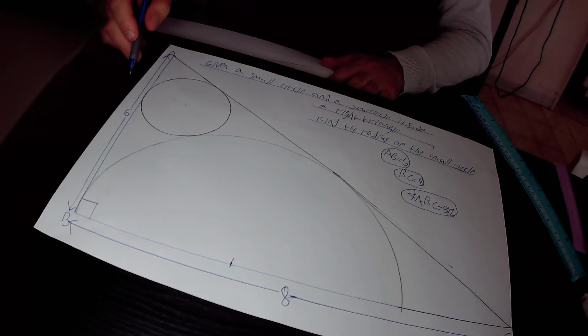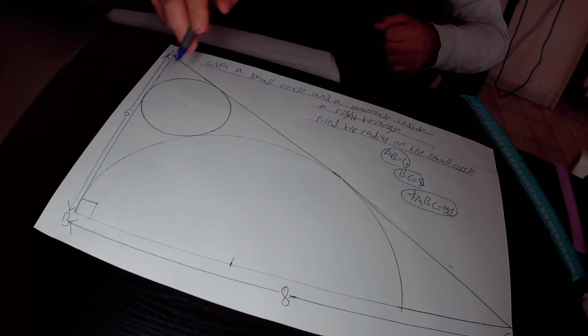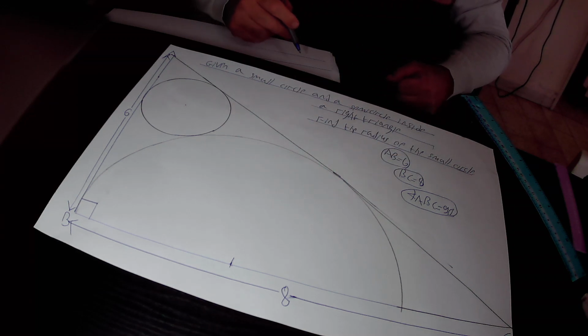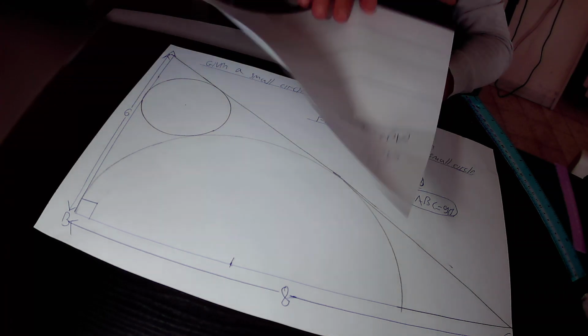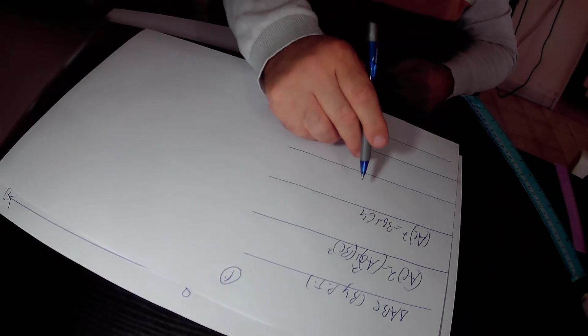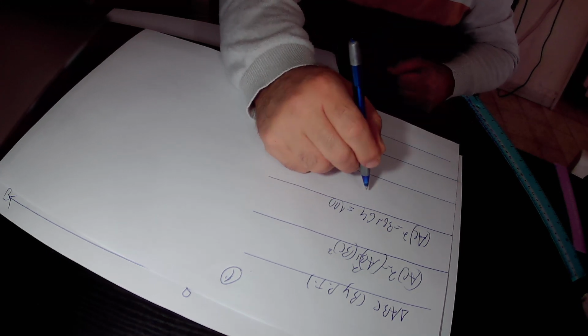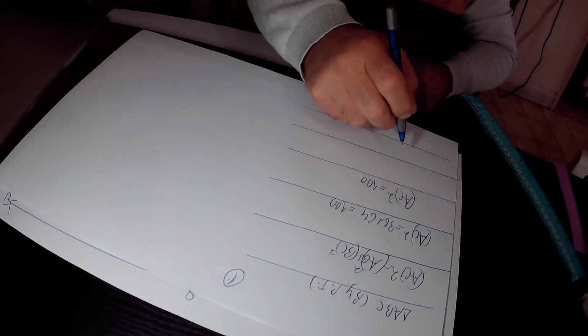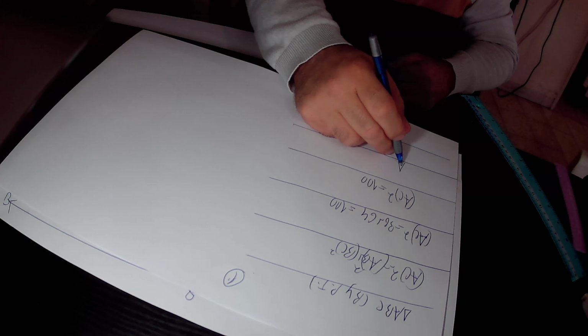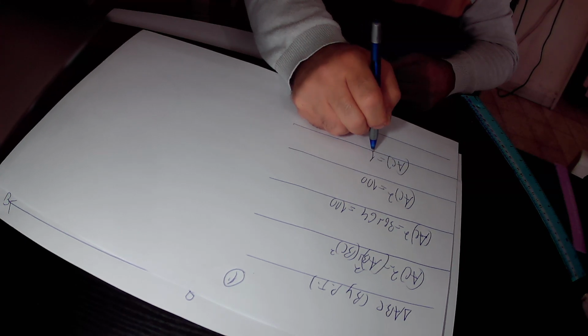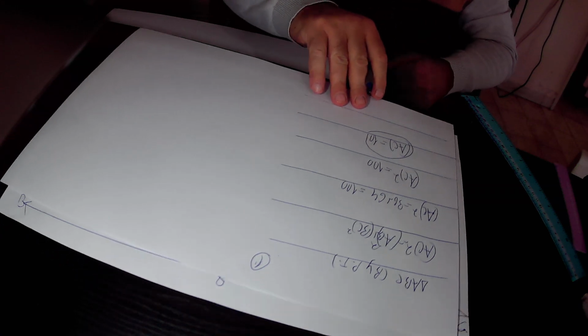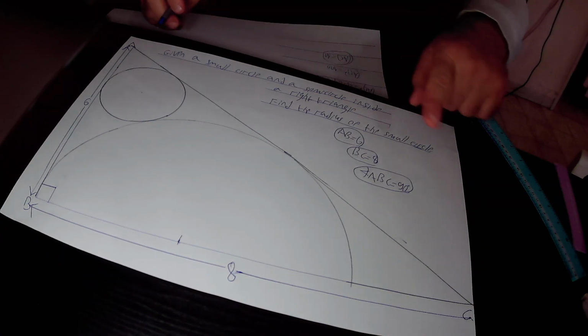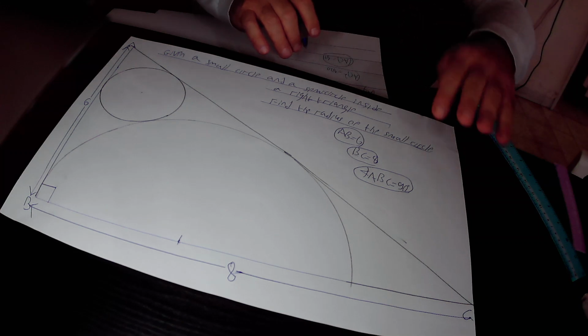equals AB square. AB is 6, therefore AB square is 6 square, that is 36, plus BC square. BC is 8, therefore BC square is 8 square, that is 64. So in total we found that AC square equals 36 plus 64, that is 100. So AC square equals 100. We take the square root of this equation and find that the missing hypotenuse AC equals the square root of 100, that is 10. So the length of the hypotenuse AC is 10 units. So AC equals 10.